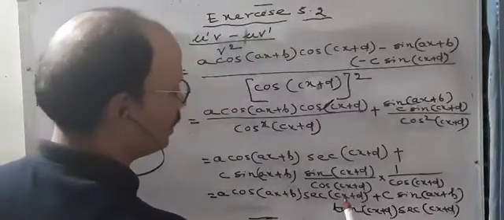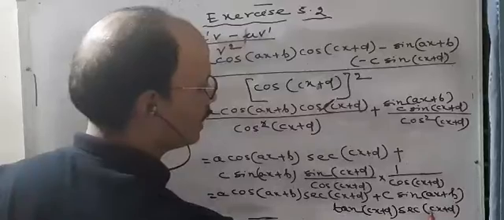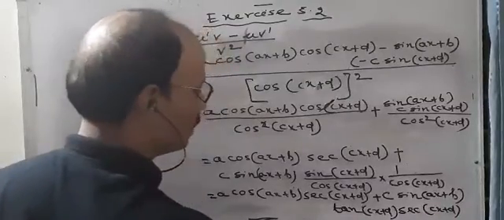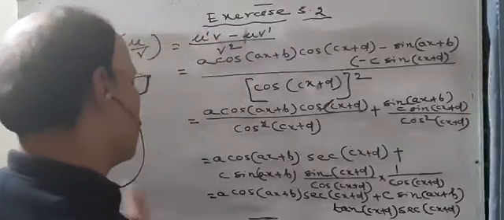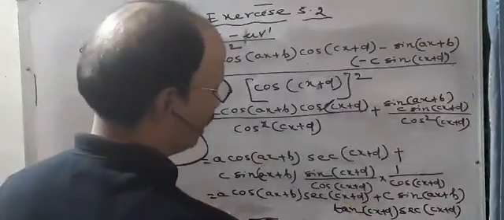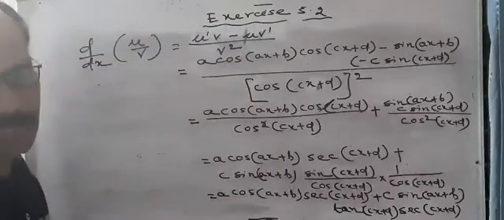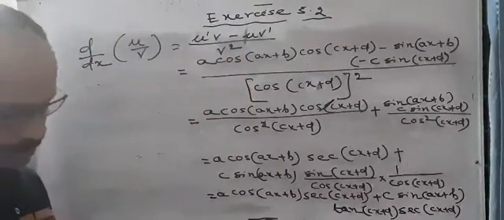Otherwise we may also take c common, tan cx plus d, and here also sec cx plus d. We may also take this common, and that will be the final answer. Okay, I think all of you can understand this.